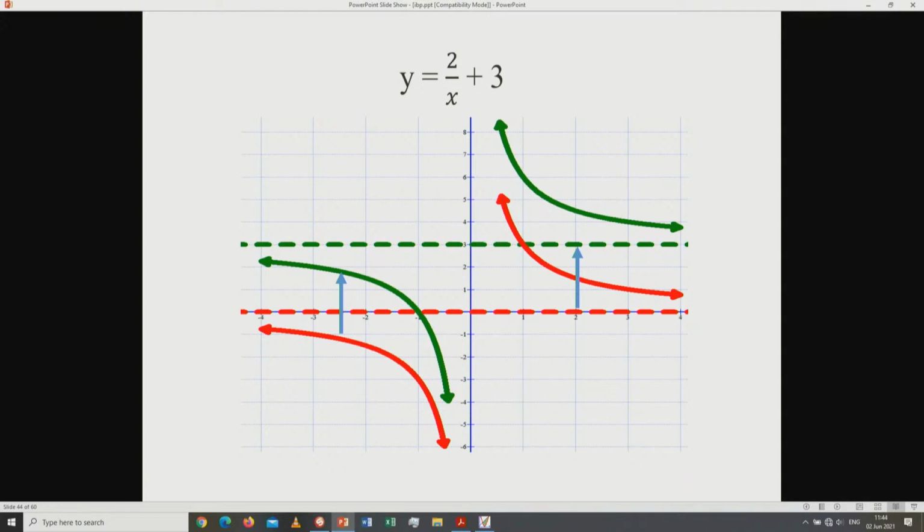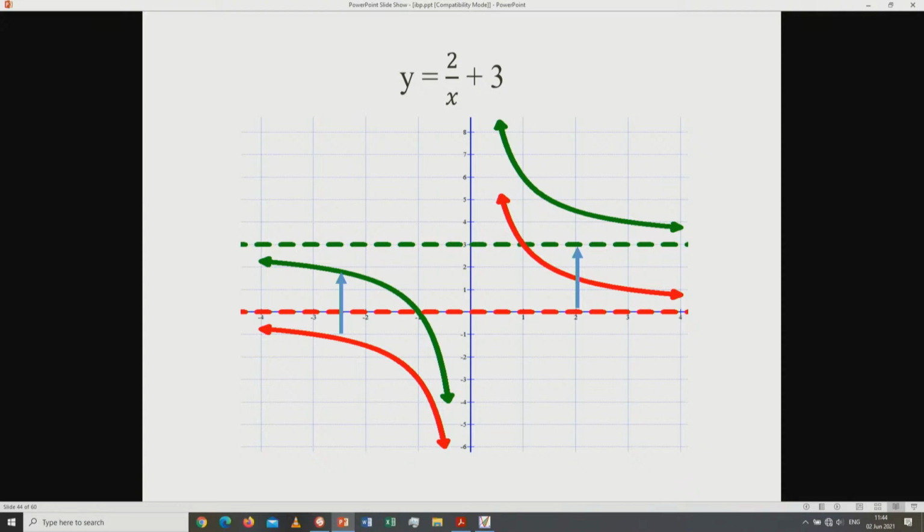The red one represents y is equal to 2 divided by x, and the green one represents y is equal to 2 divided by x plus 3. Now, when you look at this graph, you can tell that something happened to the graph, right? Yes, I can hear some of you saying, yes, the graph shifted. I agree with you. Is the graph shifted up or down? The arrow says the graph shifted up. How many units? 3 units.